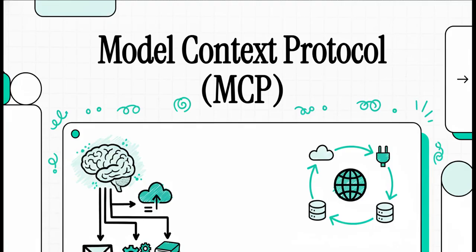All right, let's jump right in. We are going to break down something that is fundamentally changing how AI works, the Model Context Protocol, or MCP for short. It's all about how AI connects to the real world, so let's get into what it is, how it actually works, and why it's a huge deal for anyone building with AI.